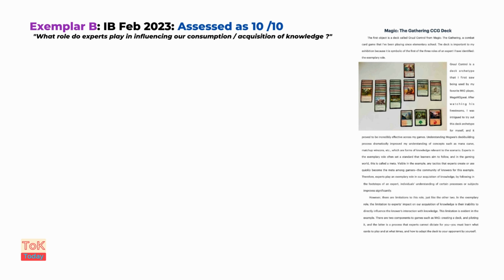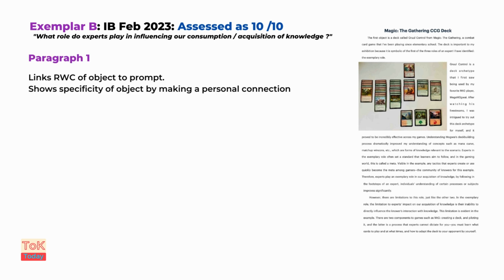And the prompt that the student was answering is, what role do experts play in influencing our consumption or acquisition of knowledge? So let's do a paragraph by paragraph analysis of what this student has done. In paragraph 1, they've linked the real world context of the object to the prompt, and they've shown the specificity of the object by making a personal connection to that object.